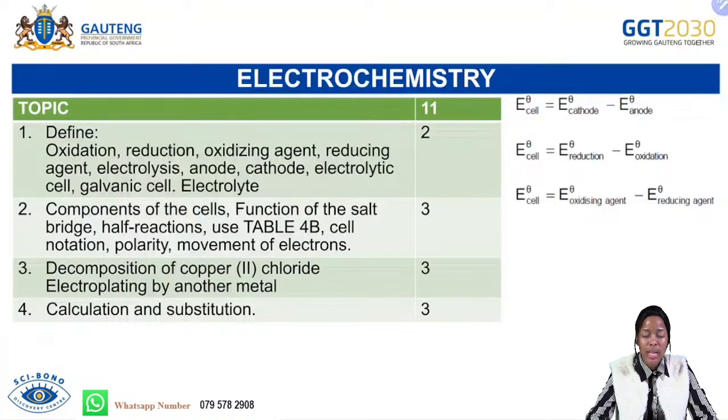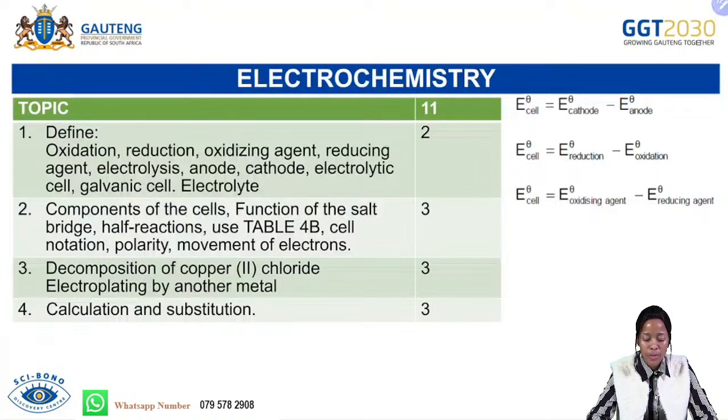This is what we have in relation to paper 2. With electrochemistry, we have the galvanic cell as well as the electrolytic cell. In preparation for the examination, you should make sure that you know how to define the following, with either the galvanic cell or the electrolytic cell: oxidation, reduction, oxidizing agent, reducing agent, electrolysis, the anode, the cathode, the electrolytic cell, the galvanic cell, as well as the electrolyte.